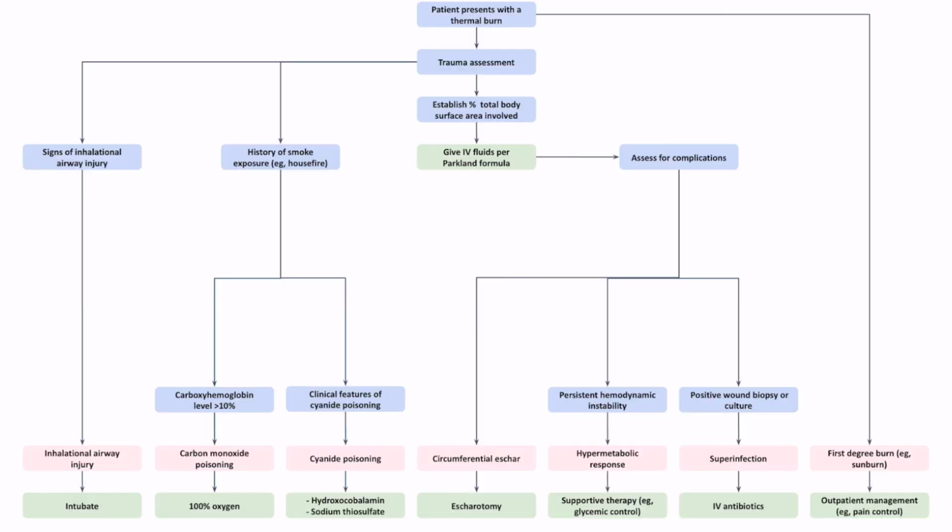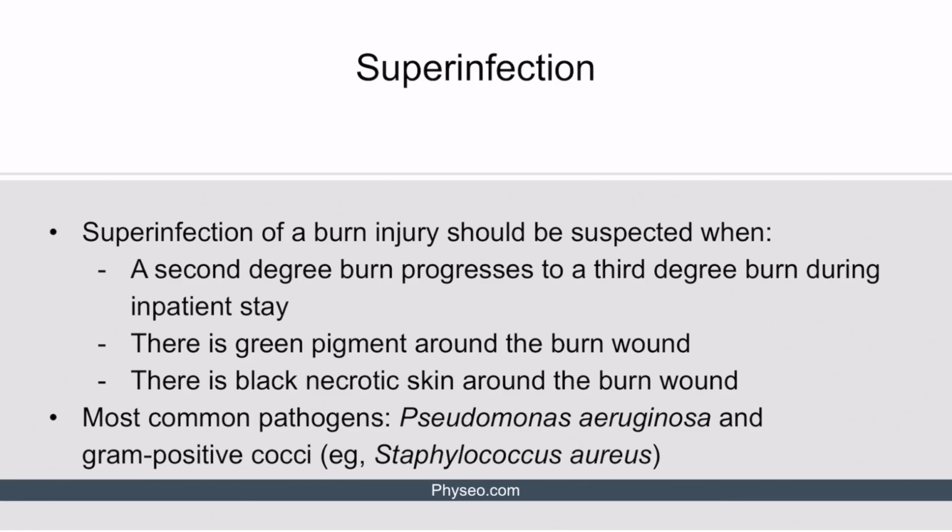All right, moving on in our assessment of complications. It isn't uncommon for clinicians to order wound biopsies or cultures in patients with burn injuries to assess for infection. And if those studies are positive, the patient is likely developing a superinfection of his or her burn injury. A superinfection of a burn injury should be suspected when a second-degree burn progresses to a third-degree burn during inpatient stay, or if there is green pigment or black necrotic skin around the burn wound.